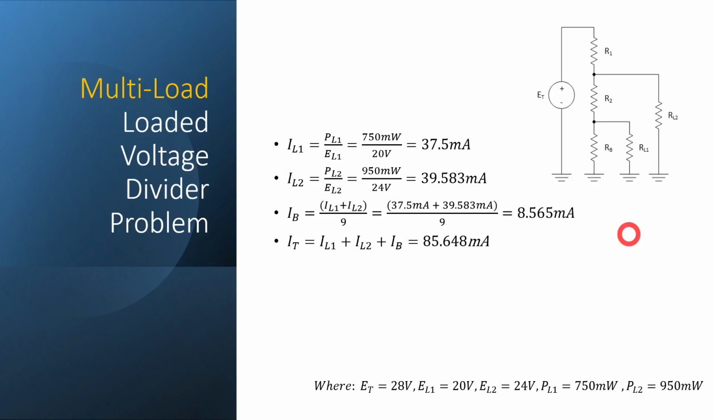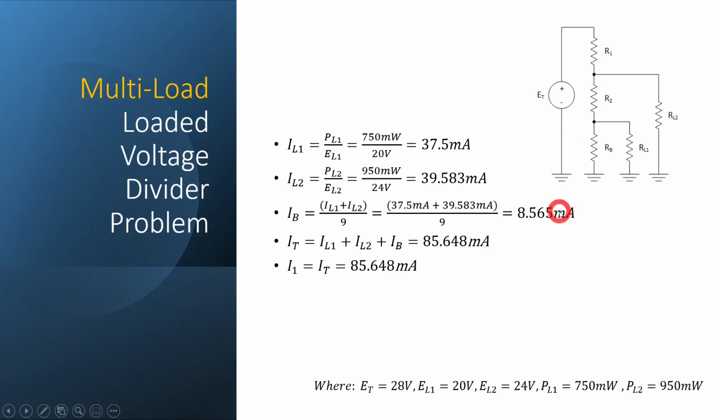Now to get total current, all we have to do is add up all three of those currents. So our total current is the two load currents plus our bleeder current, which is 85.648 milliamps. Now if you notice, if I move this over, I get 8.565 milliamps, which is my bleeder current. That's 10% of my total current.